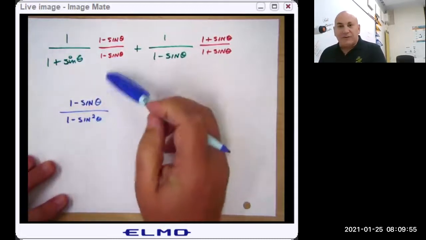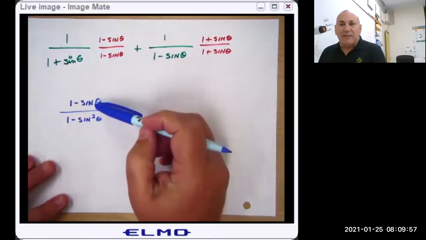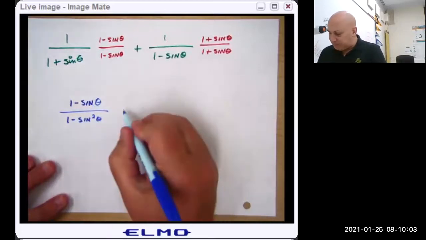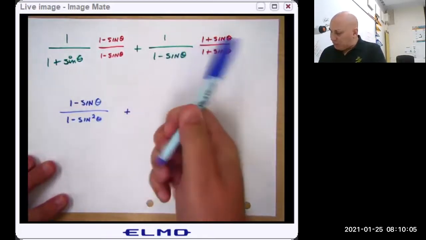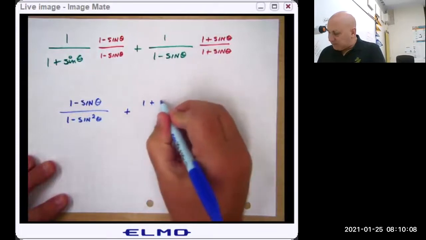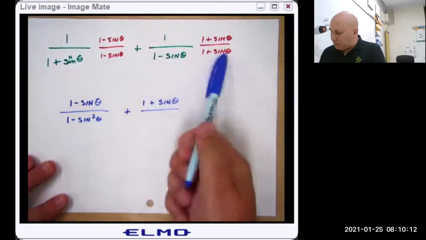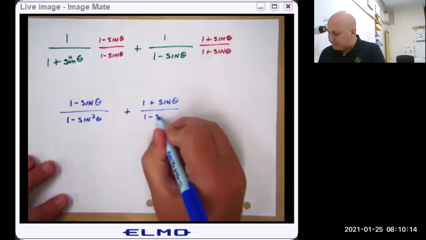Now you'll notice that I flew through that. I'm expecting that you know that by now. If you don't, you have work to do. Memorize those factoring rules I gave you. Now this will be 1 plus sine theta all over 1 minus sine squared theta.